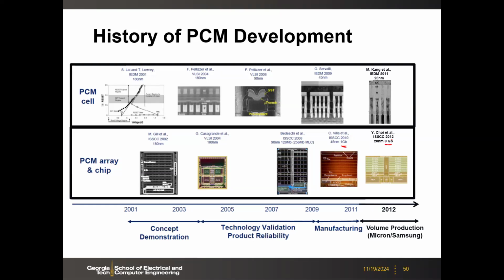And Micron and Samsung actually had some volume production at that time. Even, I remember there was news that in some early Samsung smartphones, there was a phase change memory module. On the motherboard, there's a phase change memory chip in one of the early smartphones around 2012.